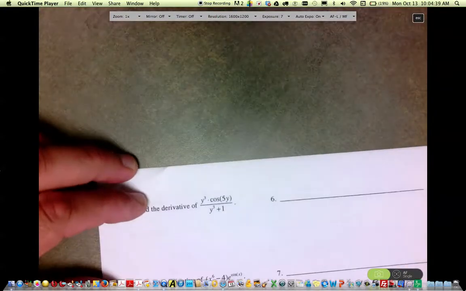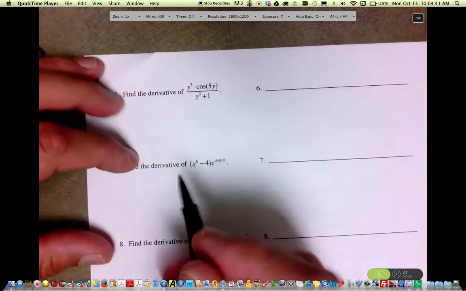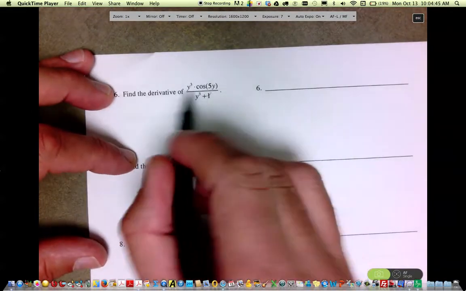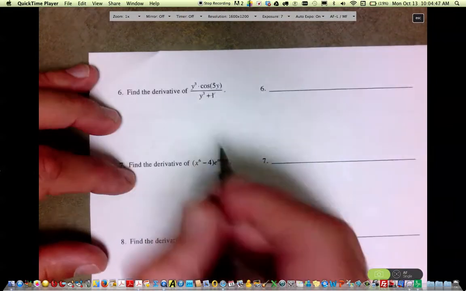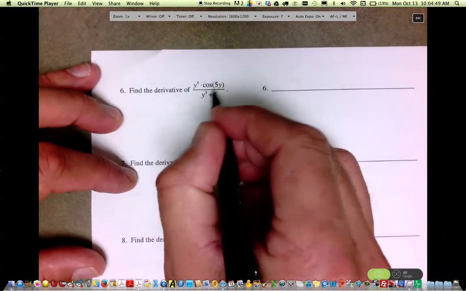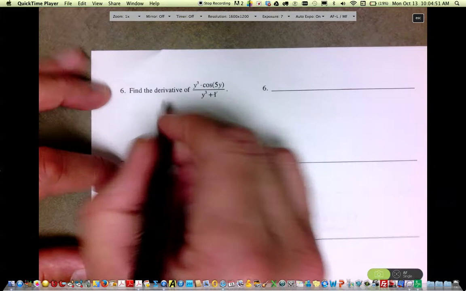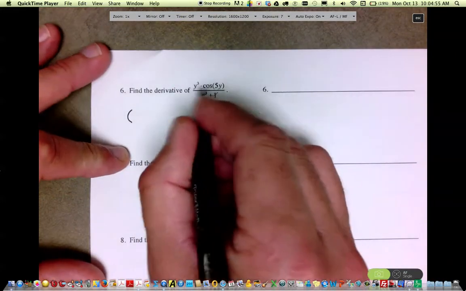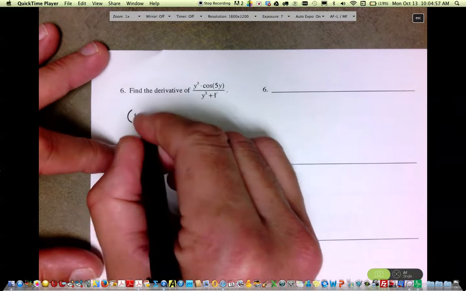This one was kind of a mess. We got a quotient rule, and within the quotient rule we've got product rule, and within the product rule we have chain rule. So let's look at the big picture and say quotient rule says take the derivative of the numerator. The derivative of the numerator is going to be, well, it's a product, so it's going to be the product rule.